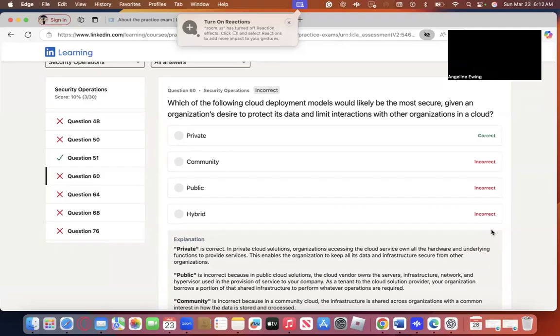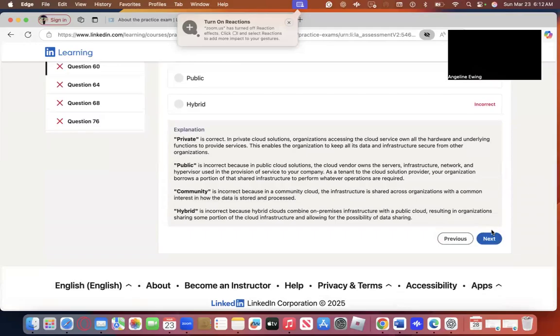The incorrect answers are public, community, and hybrid. Public is incorrect because in a public cloud solution, the cloud vendor owns the servers, infrastructure, network, and hypervisor used in the provision of service to your company. As a tenant to the cloud solution provider, your organization borrows a portion of that shared infrastructure to perform whatever operations are required.